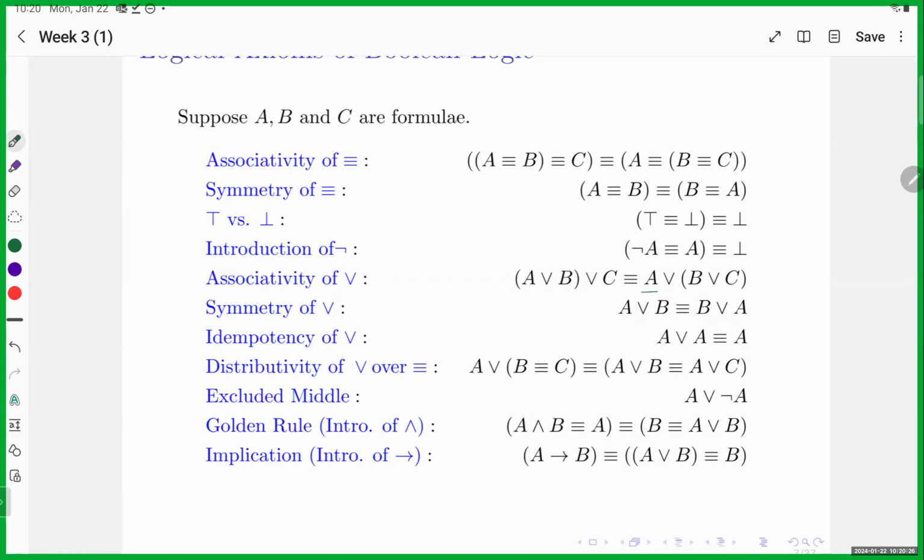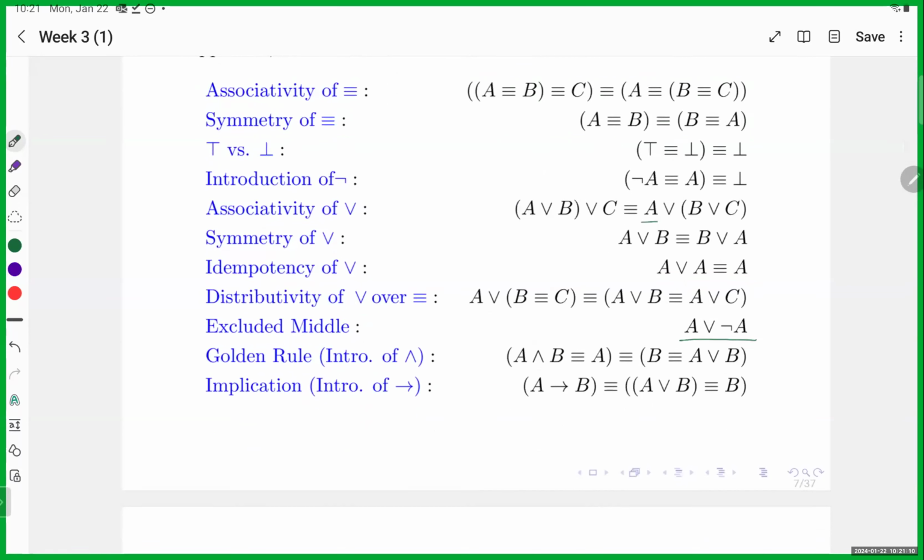Now, distributivity of or over equivalence or by implication. So if you have the formula A or B equivalent to C, then you can distribute. It's equivalent to A or B equivalent to A or C. That's why this is always a tautology. Any of these, if you don't think they're tautology, you could check the truth tables, and then you'll be convinced that these are tautologies. Excluded middle is this, that the formula A or negation of A. This is a tautology, right? So for any formula A or negation of A, it's a tautology, and we're going to have this as an axiom.